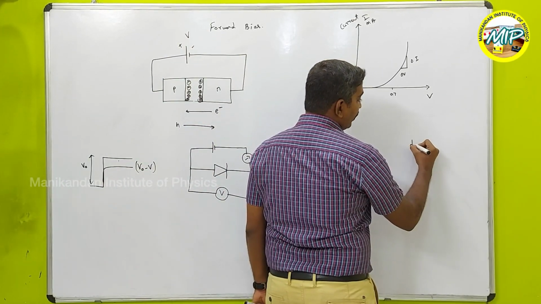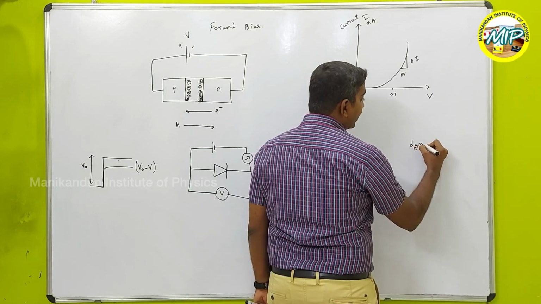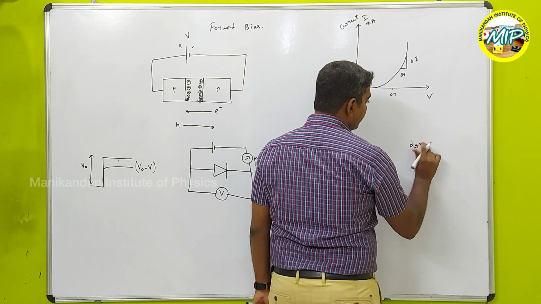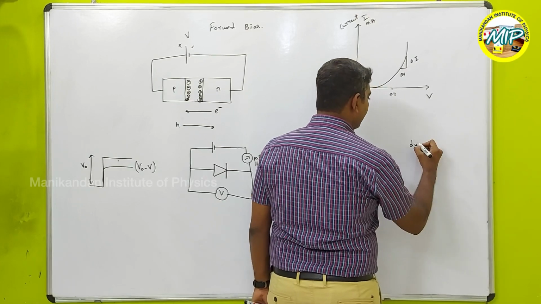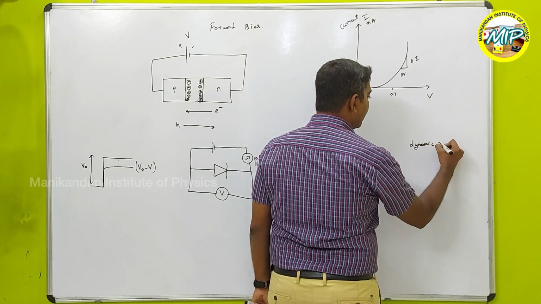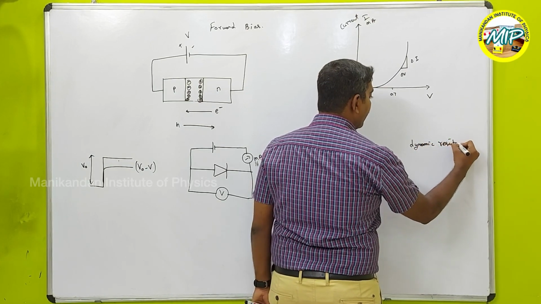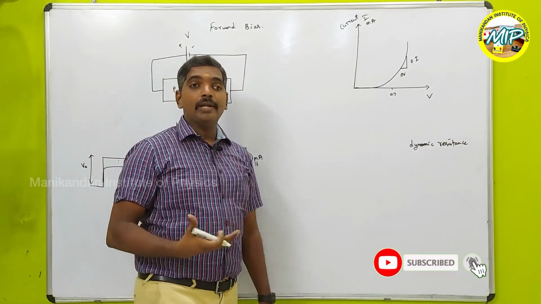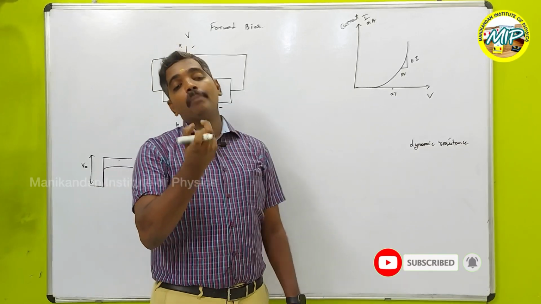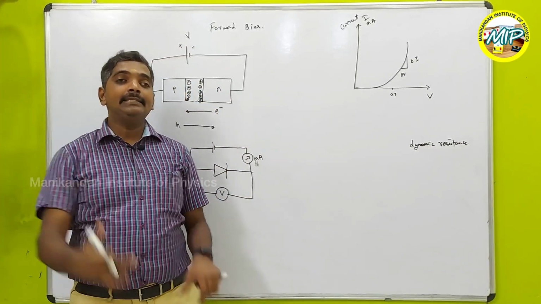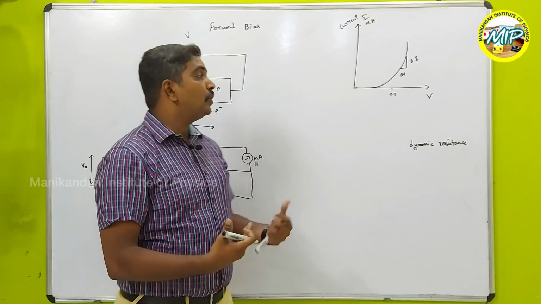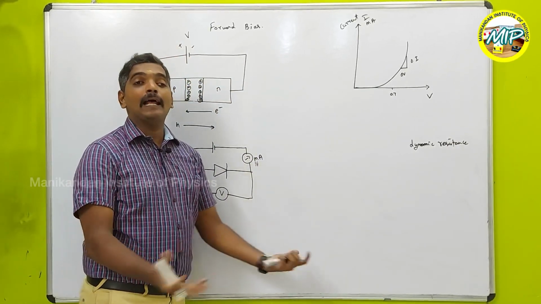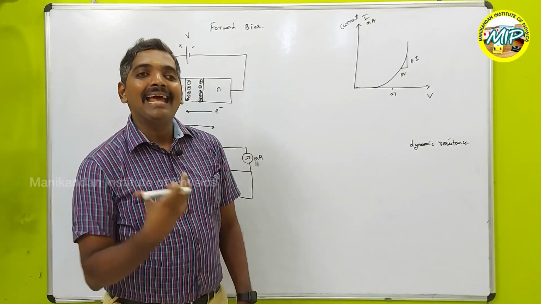So I'm going to define a new quantity called dynamic resistance. So why is it called dynamic resistance? Because for small applied potential, there is a drastic increase in the current. The electrons and holes move from either side very drastically. So that's why it's called dynamic resistance.